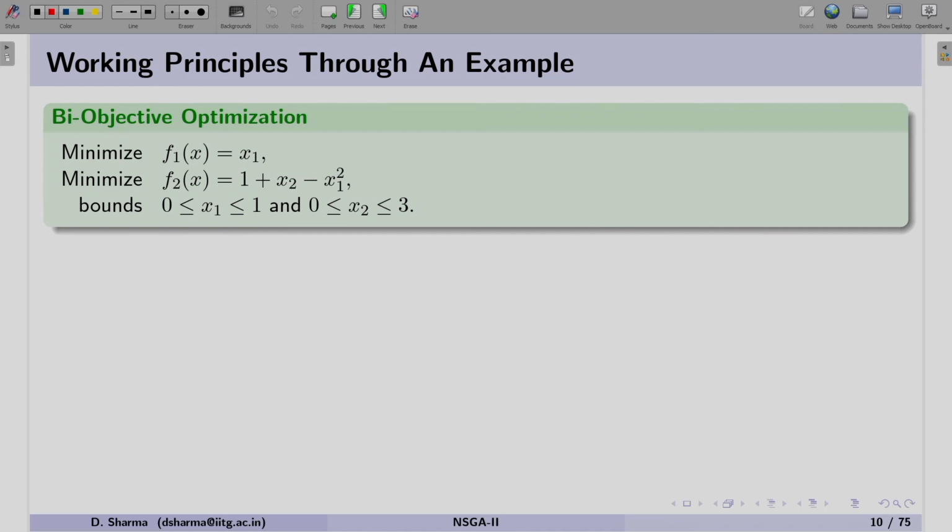We are going to understand this particular algorithm with an example. So the working principle in terms of steps we have understood. This we will be applying on a small population for the given example. The example that we have chosen is a bi-objective optimization problem. Bi means we have a two-objective problem. We want to minimize the first objective f1(x) equals x1 and minimize f2(x), which is 1 + x2 minus x1 square. The range of x1 is 0 to 1 and the range of x2 is 0 to 3.